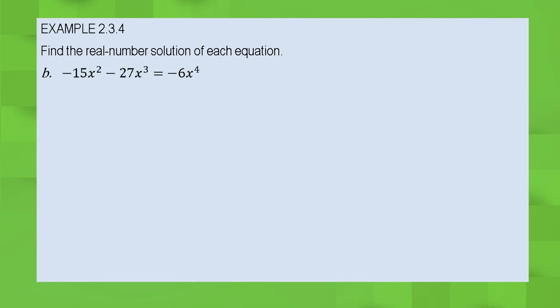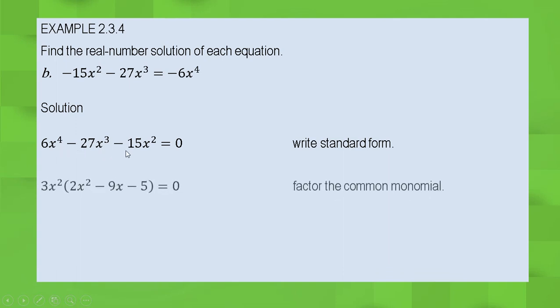Negative 15x squared minus 27x cubed equals negative 6x to the power 4. What we have to do is to write it in standard form. When you write it in standard form, this is in descending order. You start with the highest exponent down to the least exponent. We have negative 6x to the power 4. When you transfer it to the left side, it becomes positive. So we have 6x to the power 4 minus 27x cubed minus 15x squared equals 0.